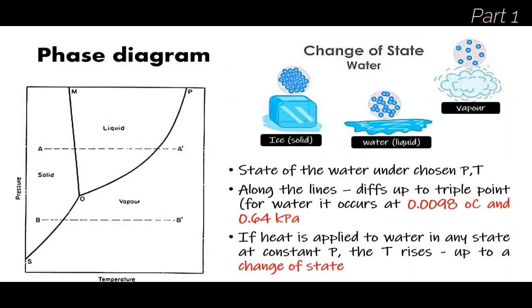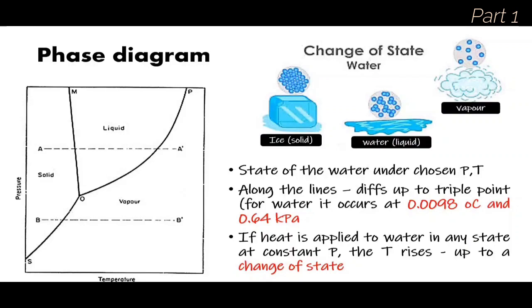After this, we move on to the phase diagram. This is the phase diagram of water. The change of state for water is commonly classified into three, which are solid representing ice, liquid representing water, and vapor. The state of water is determined by the chosen pressure and temperature, as you can refer to the phase diagram.